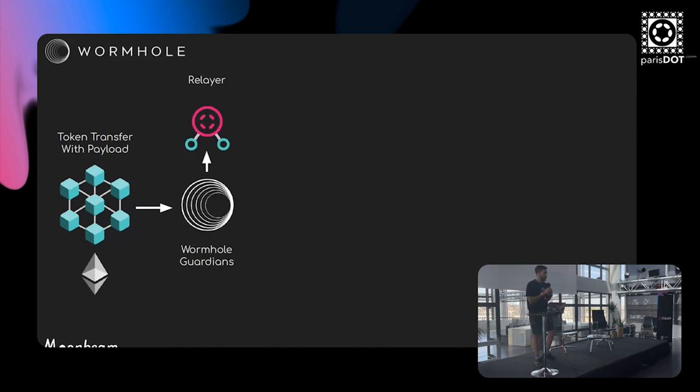So basically, the Wormhole Guardians are what allow checking whether these messages are valid or not. They are going to check, hey, this message on Ethereum is valid. Please go ahead and continue moving these tokens forward to the parachain that you want to transfer them to. Then something called the relayer. The relayer's only job is to say, okay, the Guardians approved this message, I'm going to execute the message on Moonbeam.